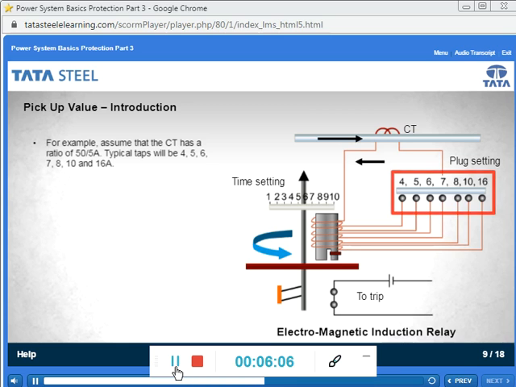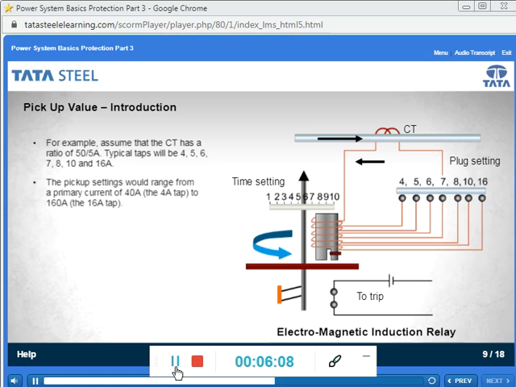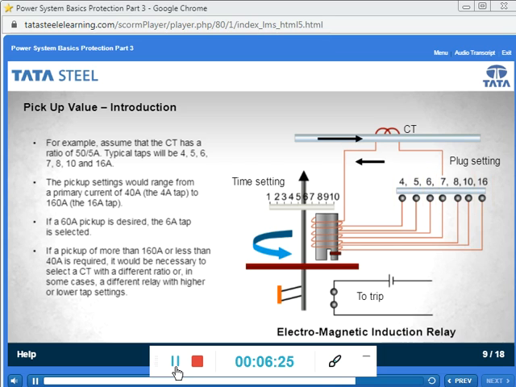Let us now understand with the help of an example. For example, assume that the CT has a ratio of 50/5 ampere. Typical taps will be 4, 5, 6, 7, 8, 10 and 16 ampere. The pickup settings would range from a primary current of 40 ampere, or the 4 ampere tap, to 160 ampere, or the 16 ampere tap. If a 60 ampere pickup is desired, the 6 ampere tap is selected.